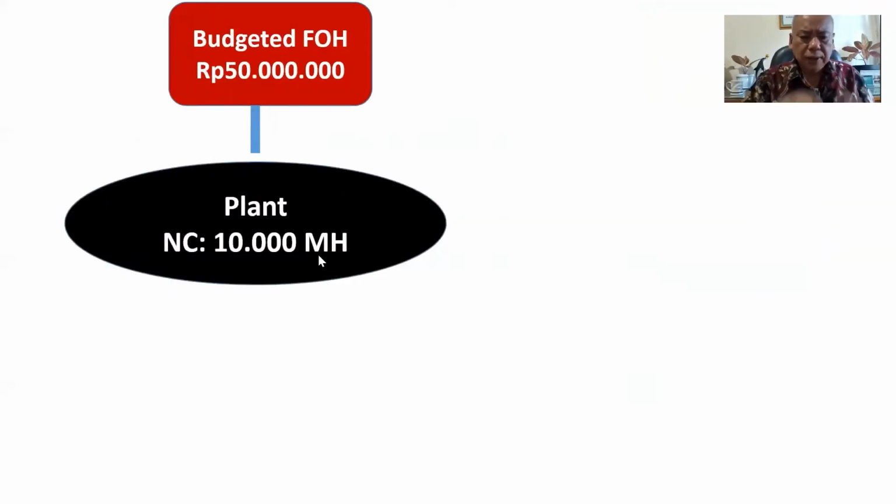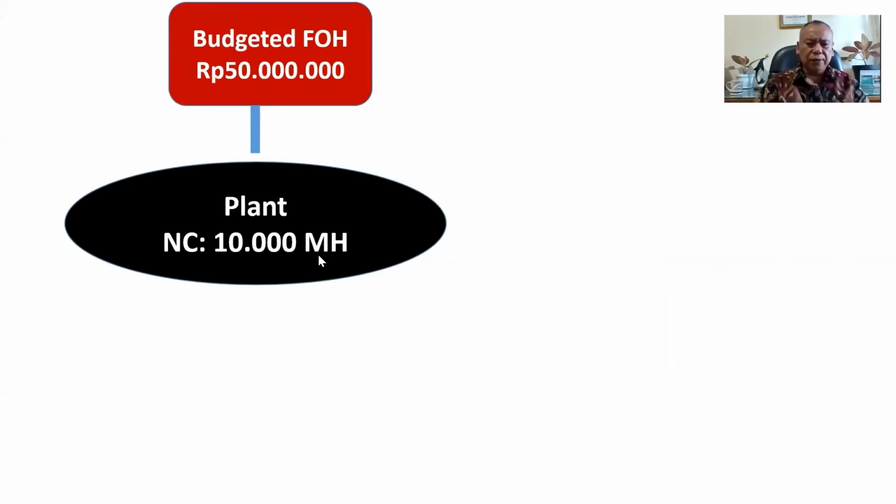and then how do we accumulate the factory overhead cost to the cost pool in this plant or factory? So we need to know the cost driver. For example, in this case, the cost driver is machine hour. We assume the plant is machine intensive, so we can use machine hour as cost driver.